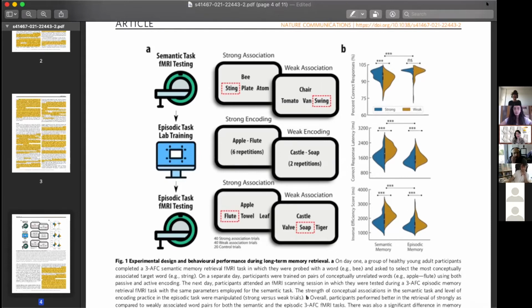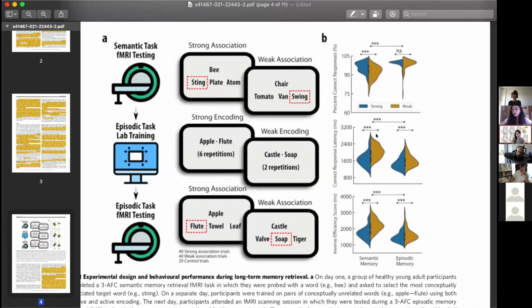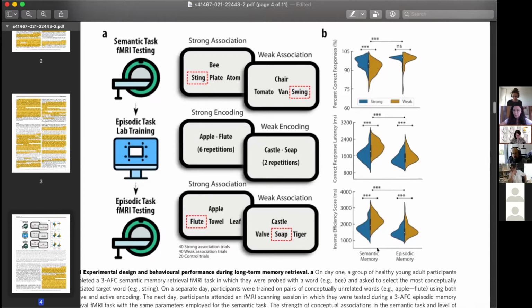And behavioral results show that overall the strong association is easier. So the participants had better performance than in the weak association trials. And this is true for both semantic and episodic memory. And then overall, the episodic memory task is easier than the semantic memory one.